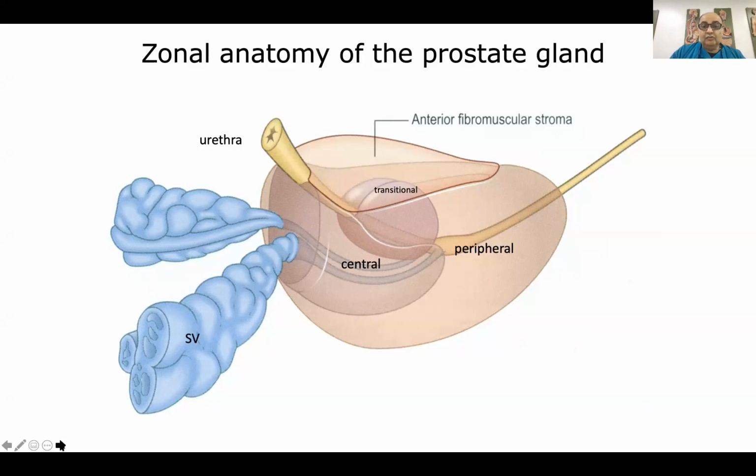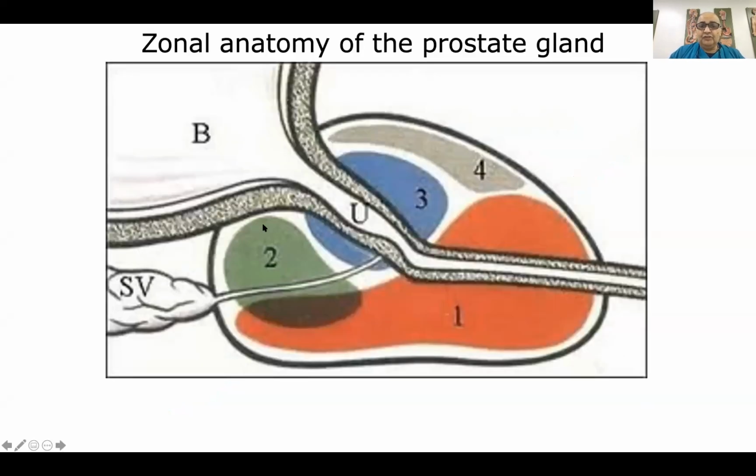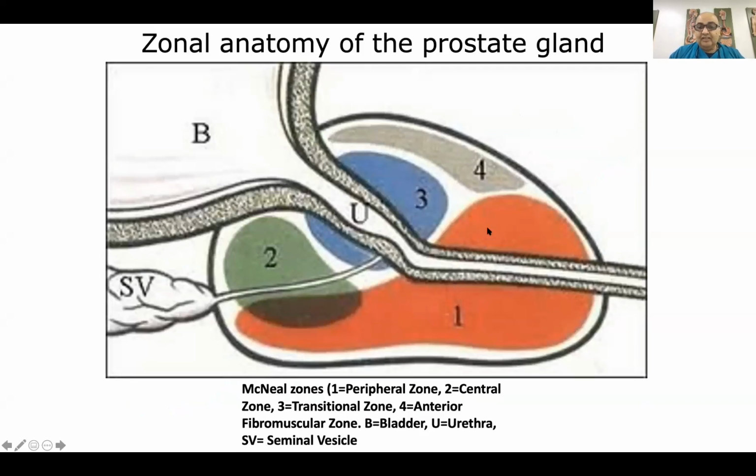Okay, so let's go further. Now this is another view which is showing you the zones. Just to connect you guys, let's put the labels here so you can see. The red is the peripheral zone, blue is the transitional zone. Number 2 is the central zone, 4 is the fibromuscular zone. So we are only concerned with number 1 and number 3. Ignore 2 and 4. Are we good?